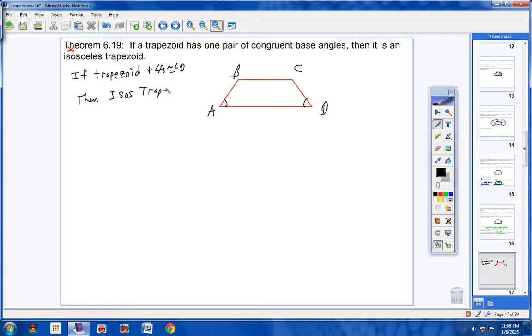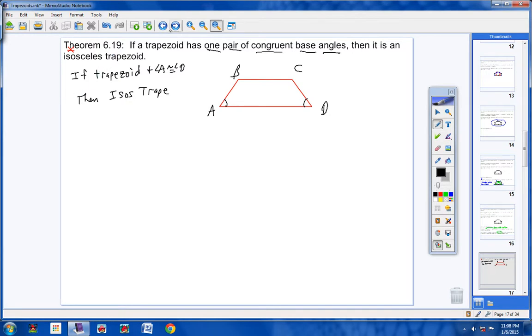Or, listen to me, students, if this angle here was congruent to this angle here, then I would have an isosceles trapezoid. All that you have to have is only one pair of base angles that are congruent, and you have an isosceles trapezoid. Please make note of this, okay? So from now on, you know that if you have a trapezoid and one pair of base angles is congruent, then it is an isosceles trapezoid.